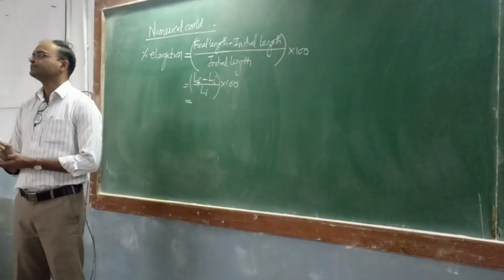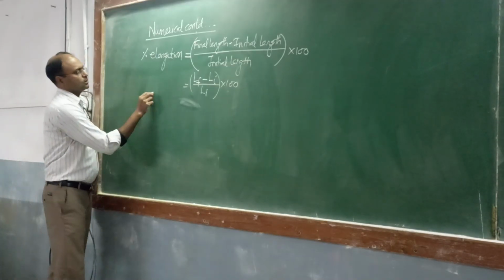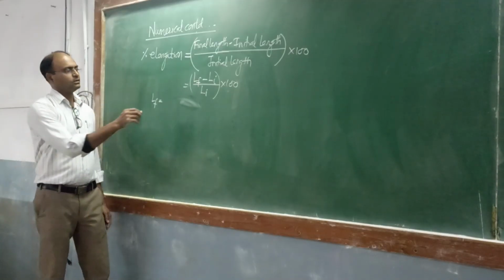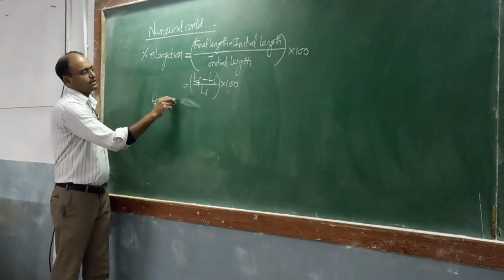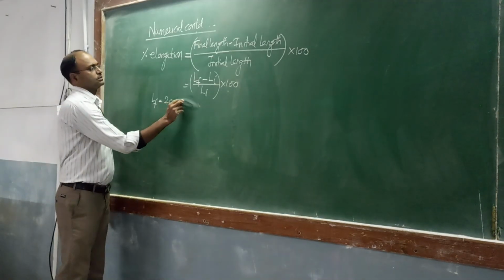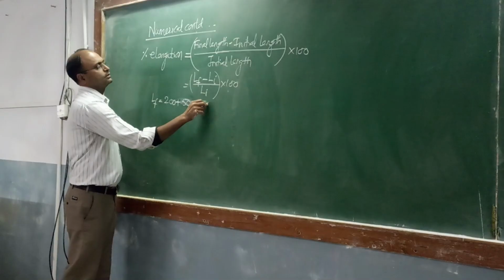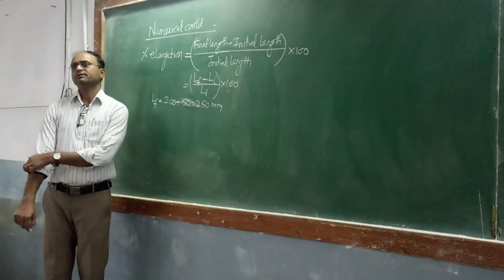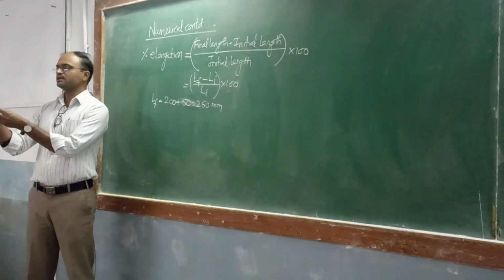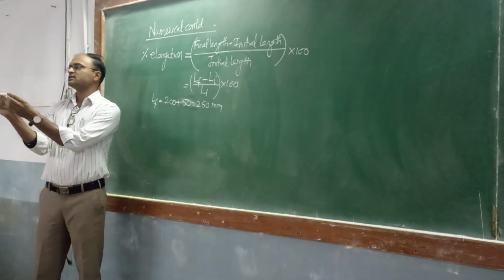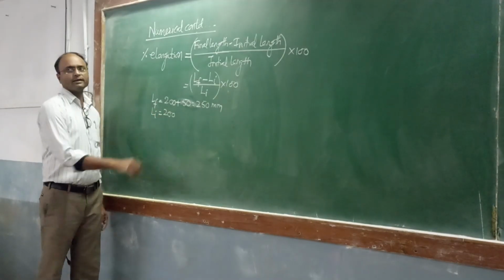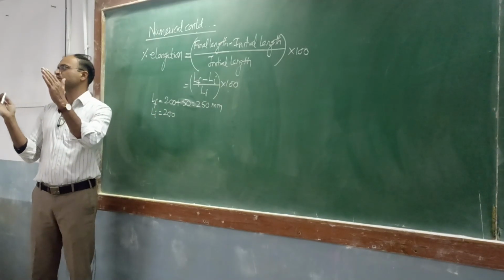What is the original length? Final length is equal to original length, which is 200 gauge length, plus maximum elongation, 50. That is equal to 250 millimeters. This is the final length. Have you understood? Original length plus elongation is the final length. Initial length: initially the gauge length was 200.